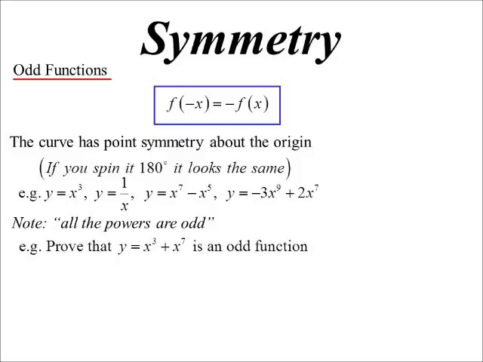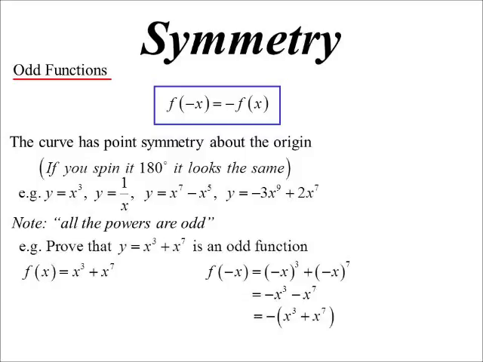So let's prove y equals x cubed plus x to the 7 is an odd function. So if they say prove it, okay, we know f(x) is x cubed plus x to the 7. Let's investigate f(-x). Now if I get negative x to the power of 3, I'll get negative x cubed. And negative x to the power of 7 would be negative x to the power of 7, which I can factorise to be negative outside of x cubed plus x to the 7. So yes, indeed, f(-x) equals negative f(x). Thus, it is an odd function.